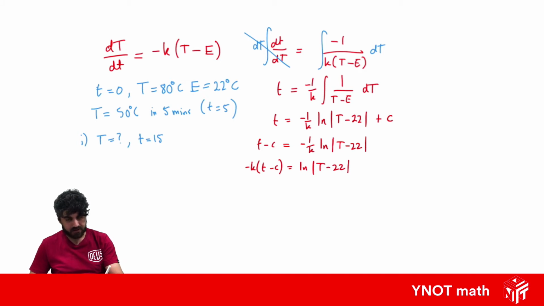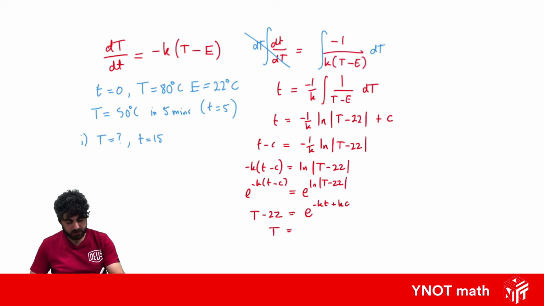Let's raise both sides to the power of e. Let's take both sides and make them the powers of our base e. So we're going to have e to the minus k times t minus c equals e to the ln of T minus 22. The e and the ln will cancel out, so we just have T minus 22 equals e to the power of minus kt plus kc, so we just expanded here.